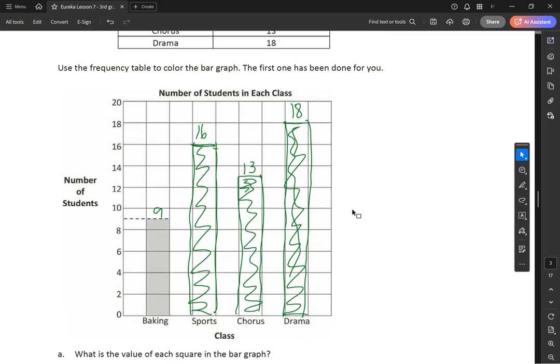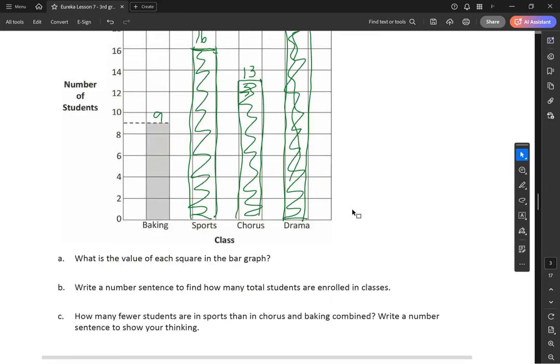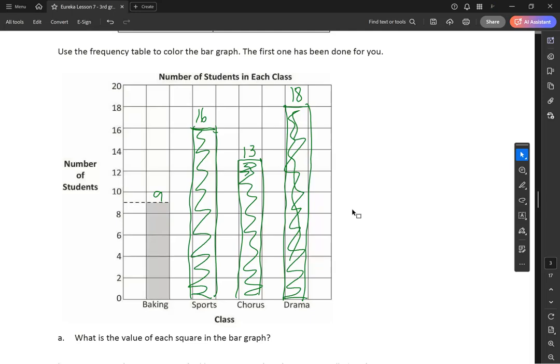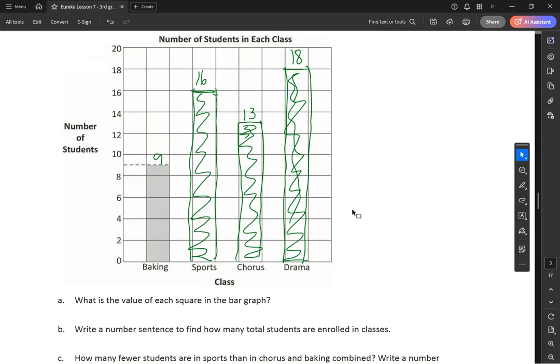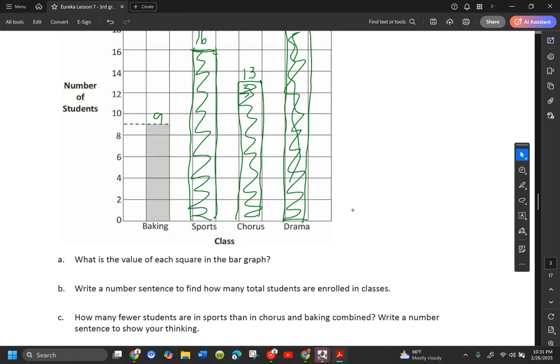Now we're going to use that information that we just put into the bar graph and we're going to answer the questions. A, what is the value of each square in the bar graph? What am I counting by? Counting by 2's. So the value of each square is 2. Kind of cheating there a little bit, so that we don't have to write so much. If you were writing this in a sentence, the value of each square is 2. Well, actually, yeah, that's fine.